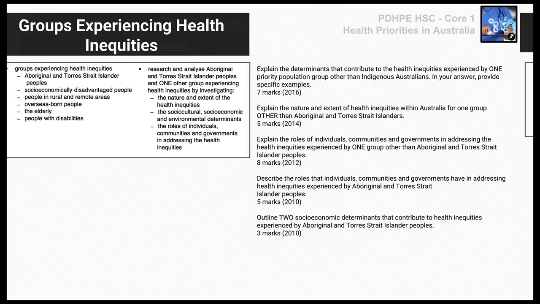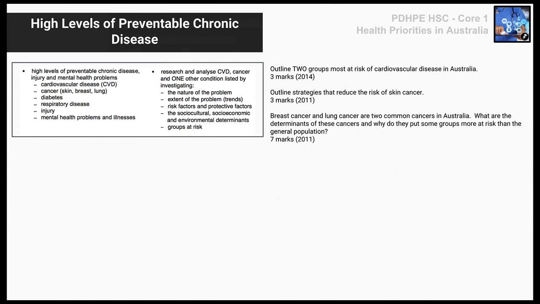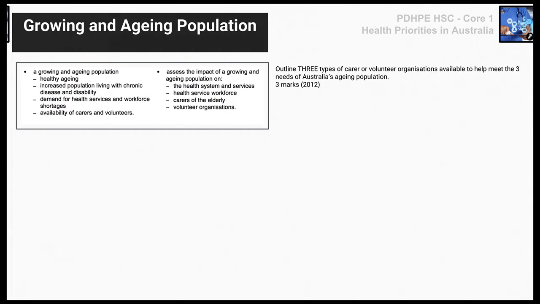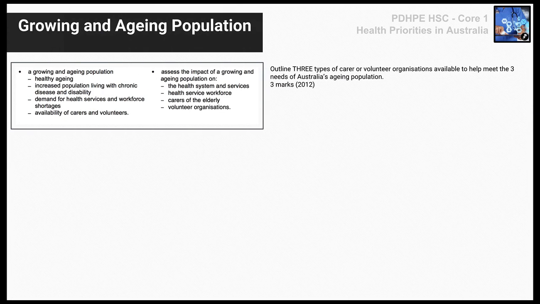You can see that there have been questions previously asked directly related to CVD and cancer, and that growing and aging population has had 1 question asked previously. Again, a reminder that we can't predict whether or not this dot point will produce future questions. Make sure you create notes on every syllabus dot point.